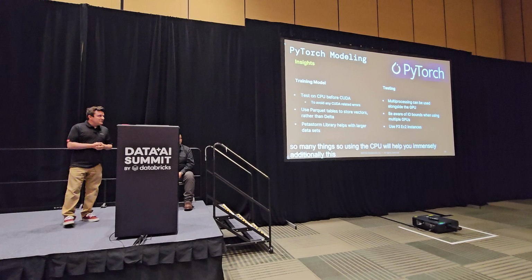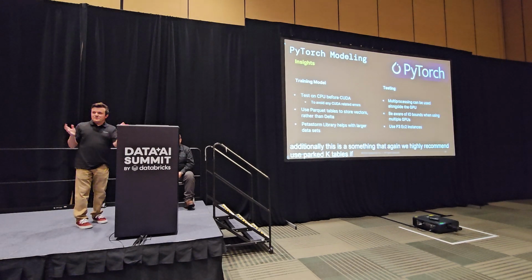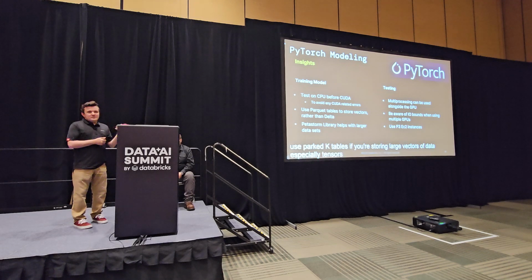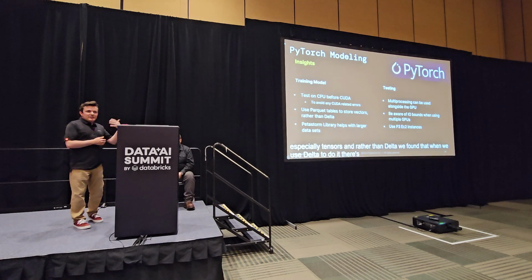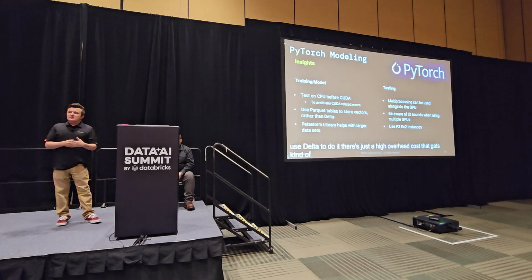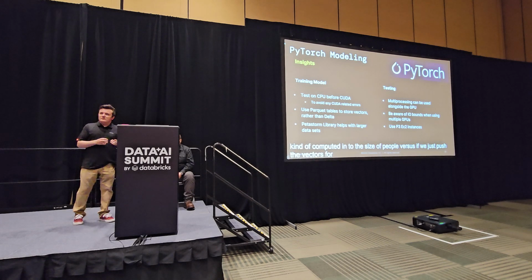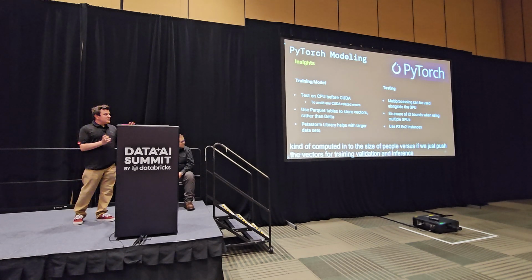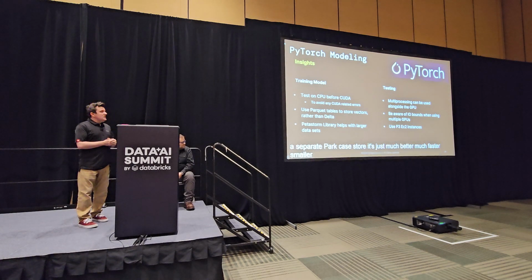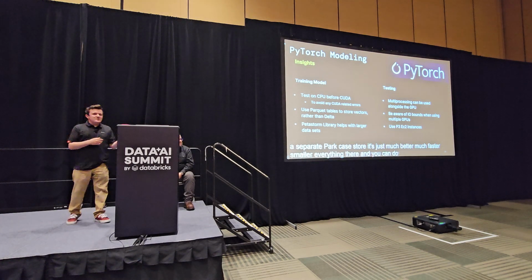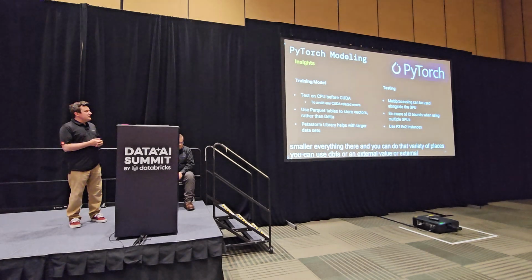Additionally, this is something that, again, we highly recommend: use Parquet tables if you're storing large vectors of data, especially tensors, rather than Delta. We found that when we use Delta, there's just a high overhead cost that gets computed into the size of the table. If we push the vectors for training, validation, and inference directly into a separate Parquet store, it's much better, much faster, smaller, everything. And you can do that in a variety of places. You can use DBFS or an external volume or just our location, wherever you want.